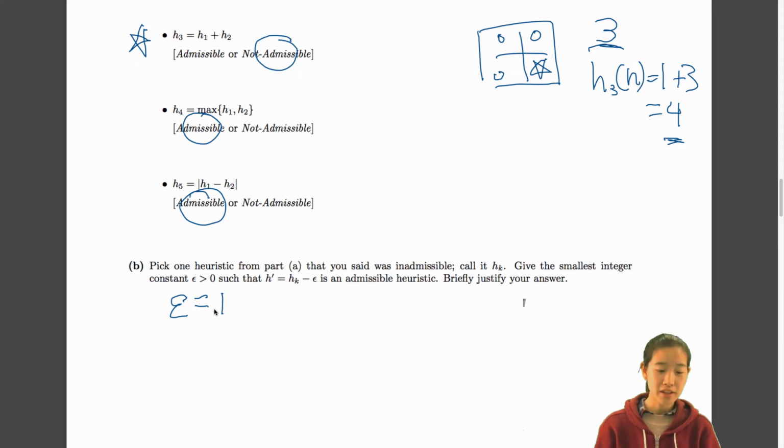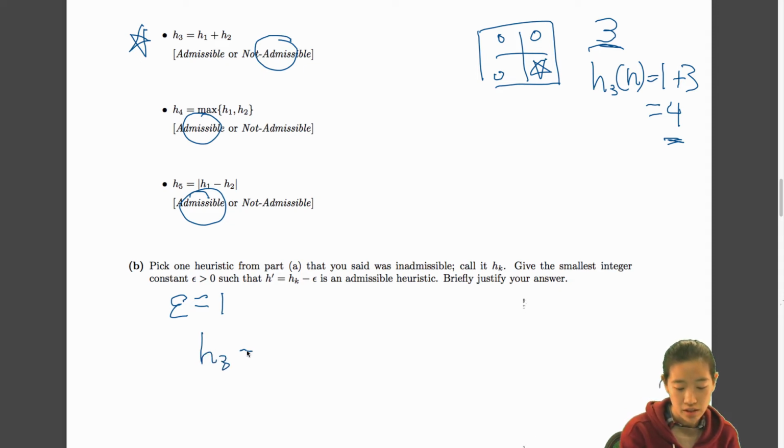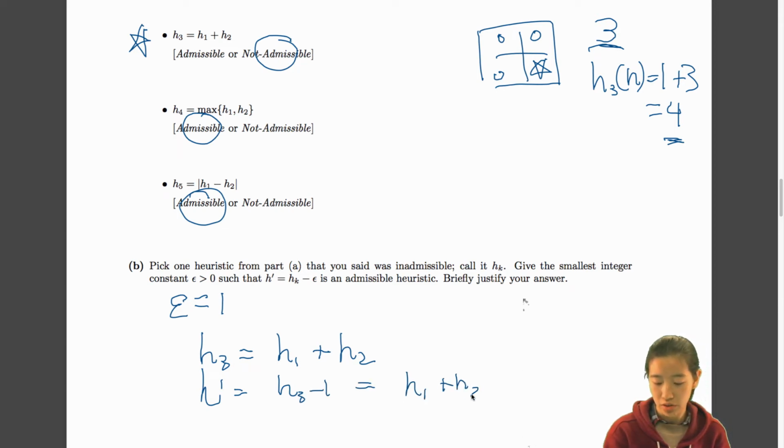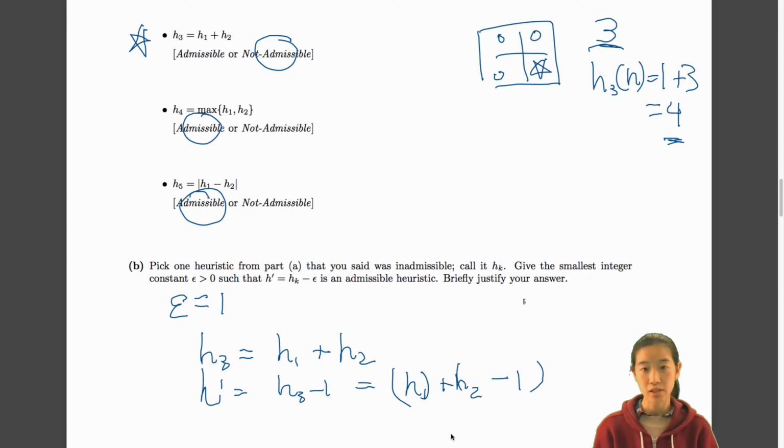In fact, this value epsilon being 1 is sufficient as well. We can think of it this way. We have H3 is equal to H1 plus H2. So therefore, H prime is equal to H3 minus 1, which is equal to H1 plus H2 minus 1. Grouping them together, like so.